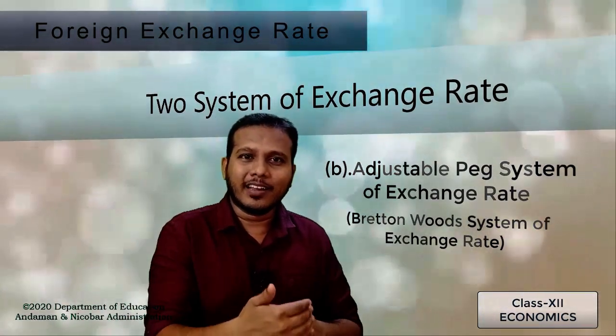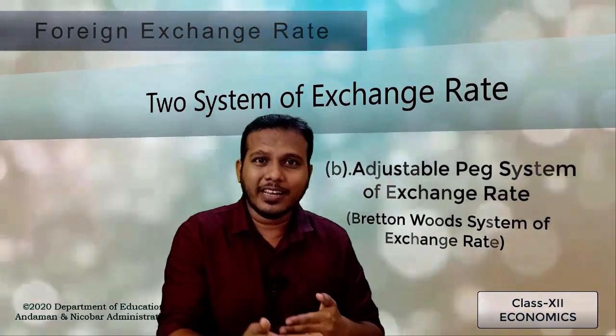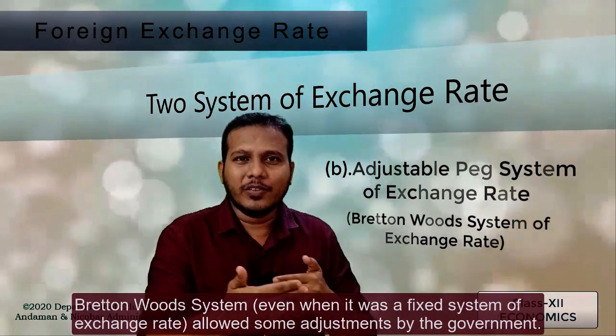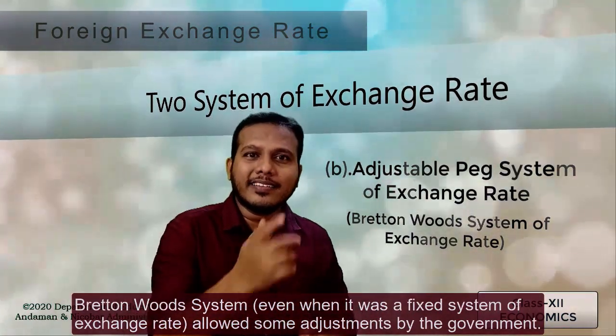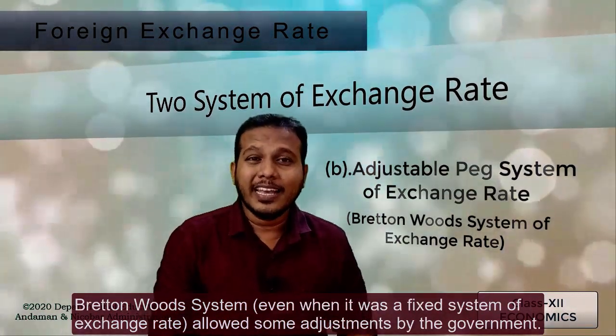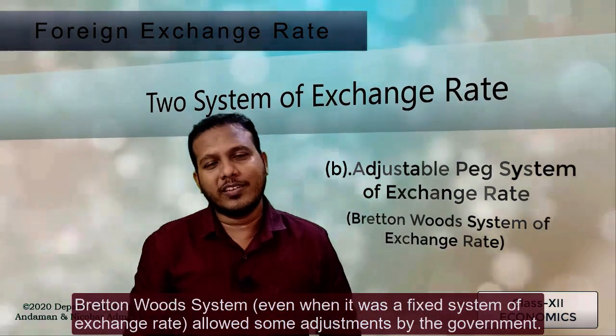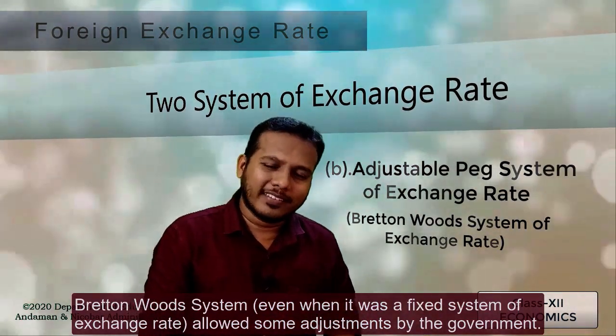So the exchange rates are not fixed according to the gold rate, though it is being followed by the gold rate. But with the permission of the IMF and the government, some exchange rates are adjusted according to their need. So that is why it is said to be the adjustable peg system of exchange rate, or the Bretton Woods system of exchange rate.